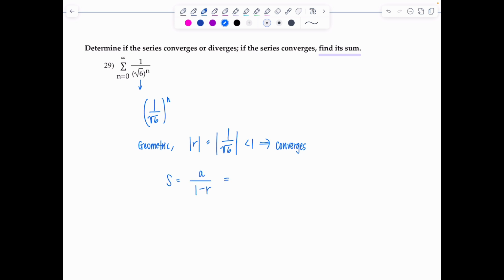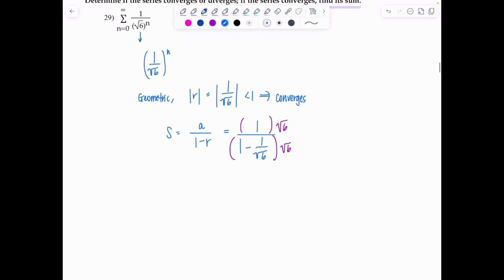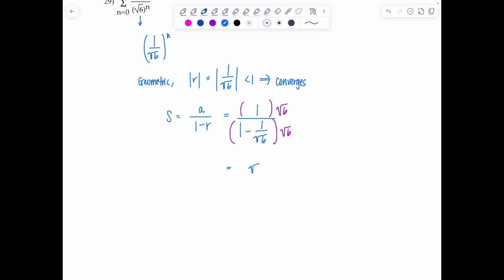Now the first term in this case, be careful. See how the series starts at 0? So rad 6 to the 0, that's just 1. The first term is actually 1, so the sum is 1 over 1 minus 1 over rad 6. Let's multiply everybody by rad 6. That way we don't have that extra fraction in the denominator, okay? So then this becomes rad 6 over rad 6 minus 1.